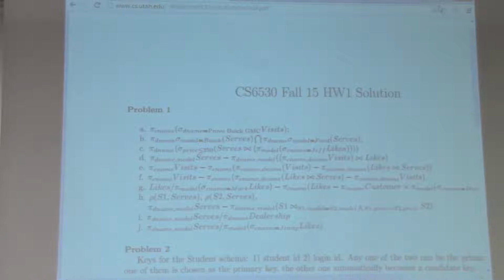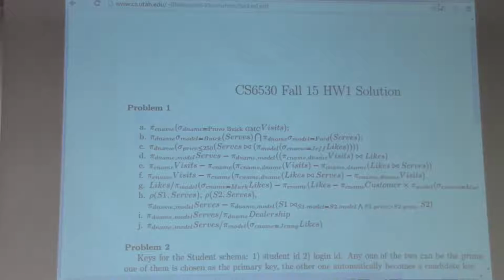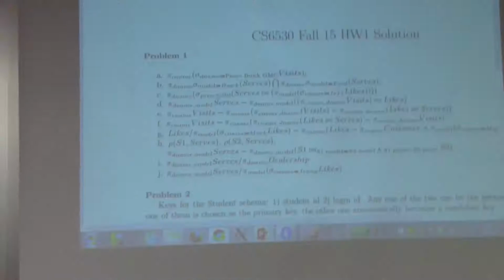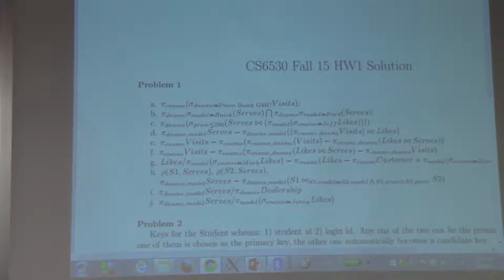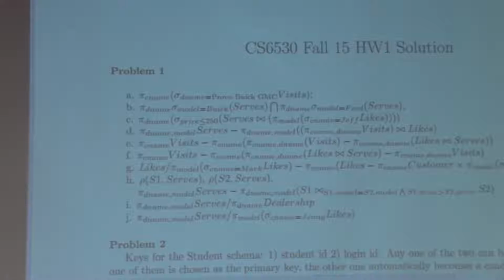Okay. I still have one doubt in problem 1G. When we do the division, we get all the car models which Mike likes, plus other models liked by the other person also. So you need to subtract away those customers who like them. You get that minus.